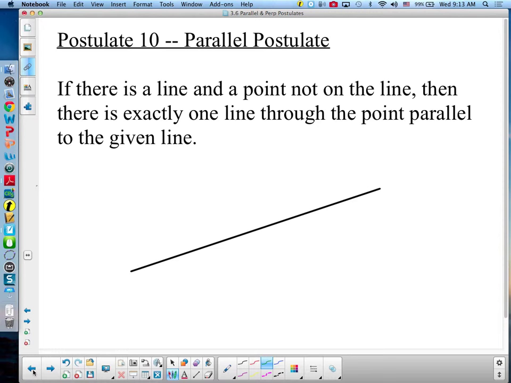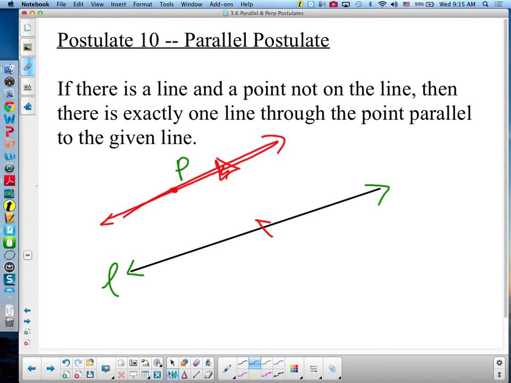Parallel postulate says if there is a line and a point not on the line, so that's what we're going to fix up our picture to have. There's a line and there's a point that's not on the line. It says then there is exactly one line through the point parallel to the given line. Picture will look real good. Right, there's the example of a line that I think is parallel.